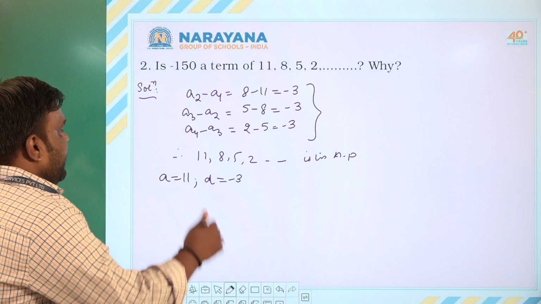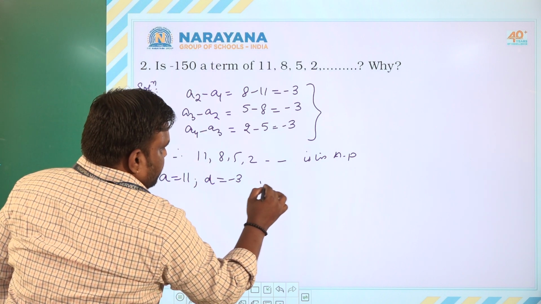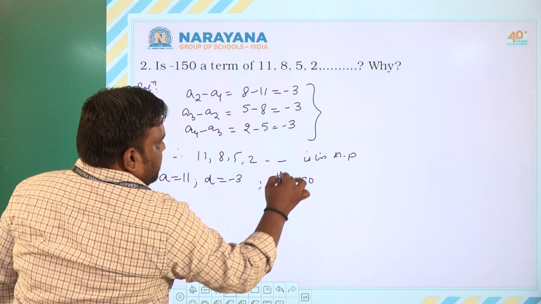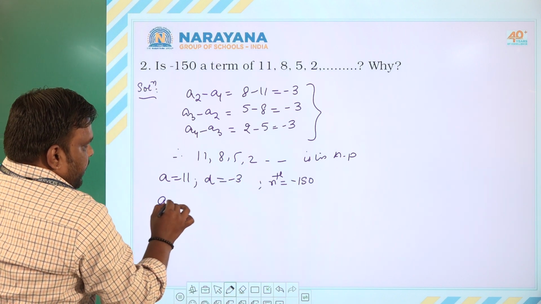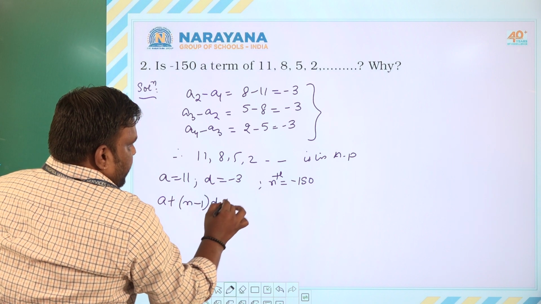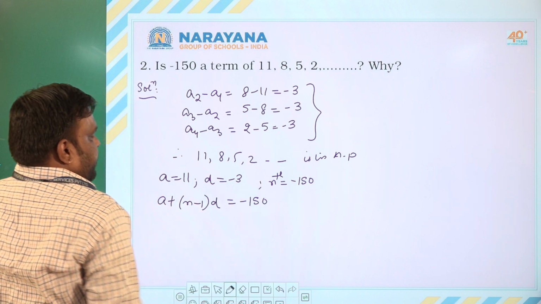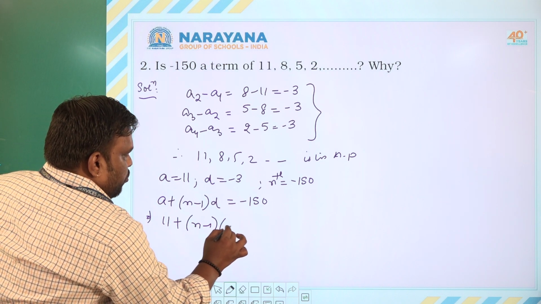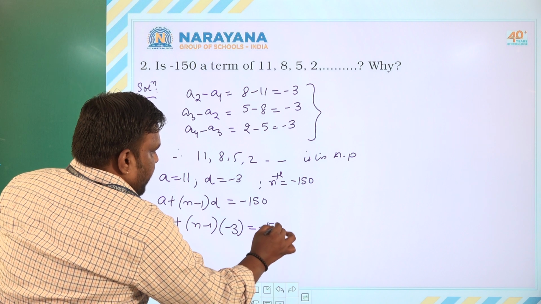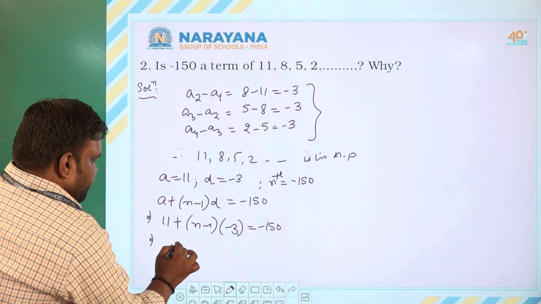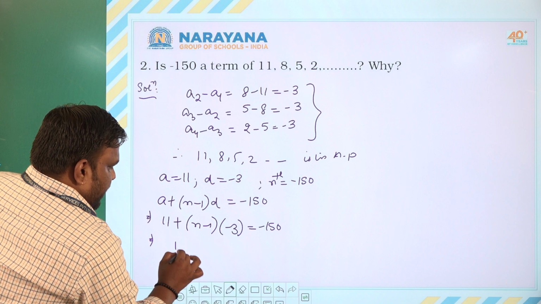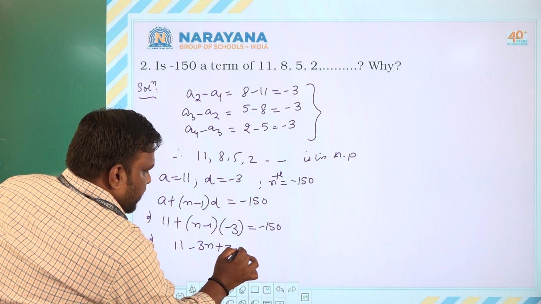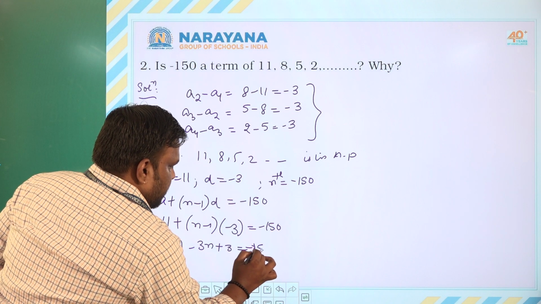So how to identify? Let us take the nth term as minus 150. That means a plus (n minus 1) into d is equal to minus 150. Let us check this. So 11 plus (n minus 1) into minus 3 is equal to minus 150. So here 11 minus 3n, and minus 3 into minus 1 will be plus 3, is equal to minus 150.